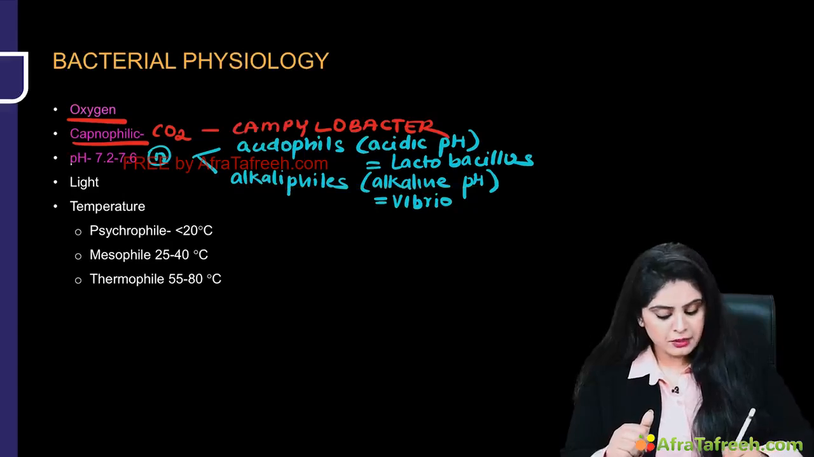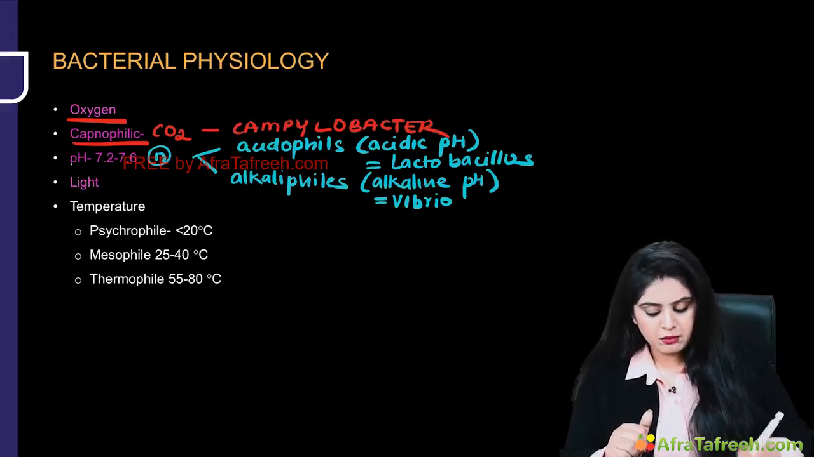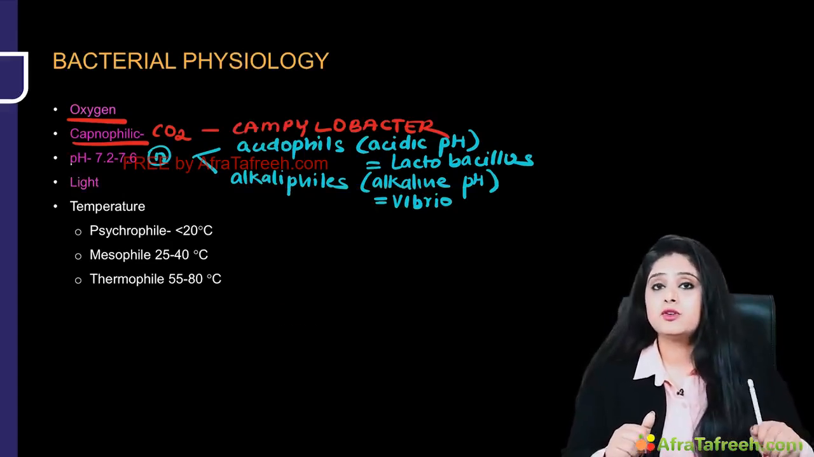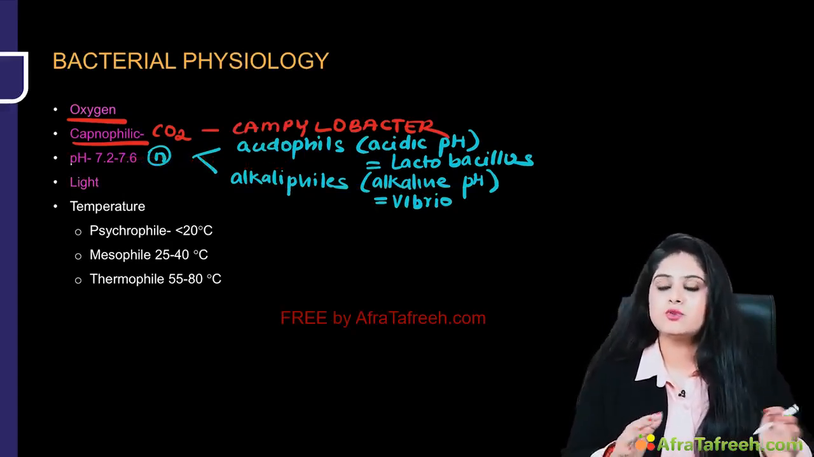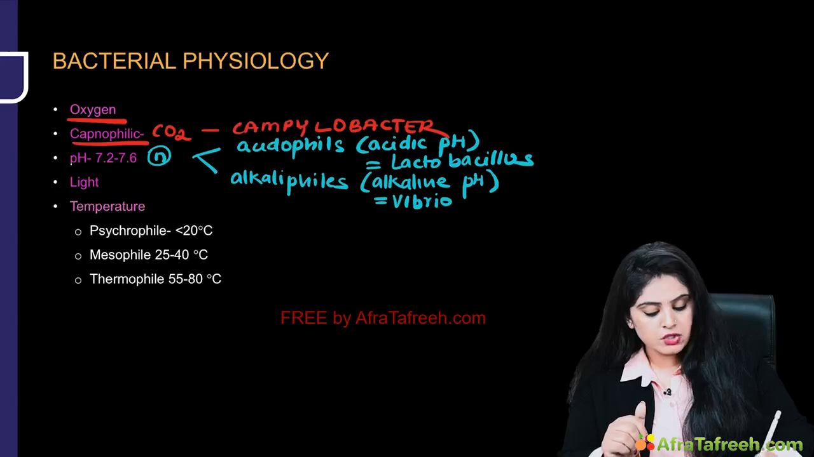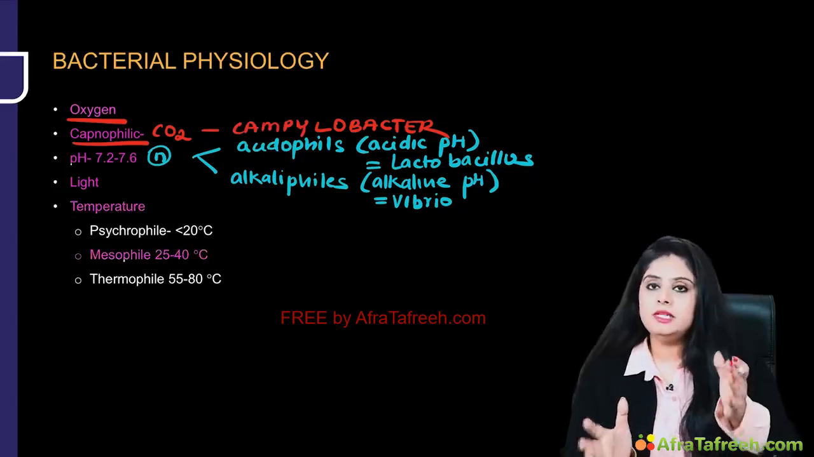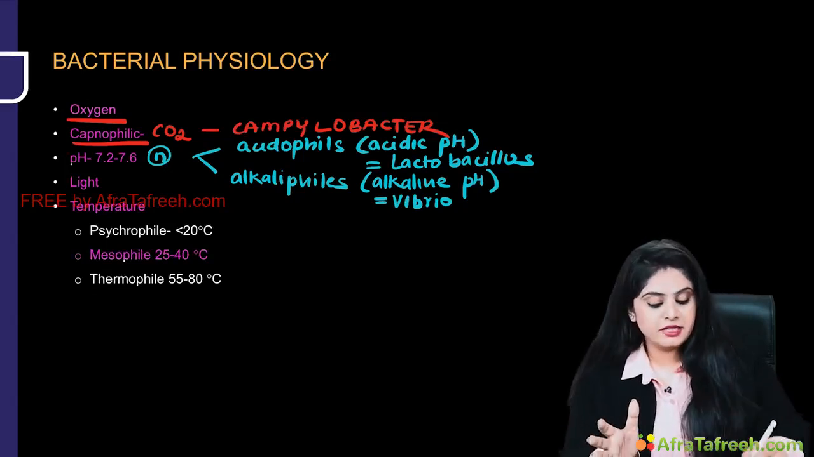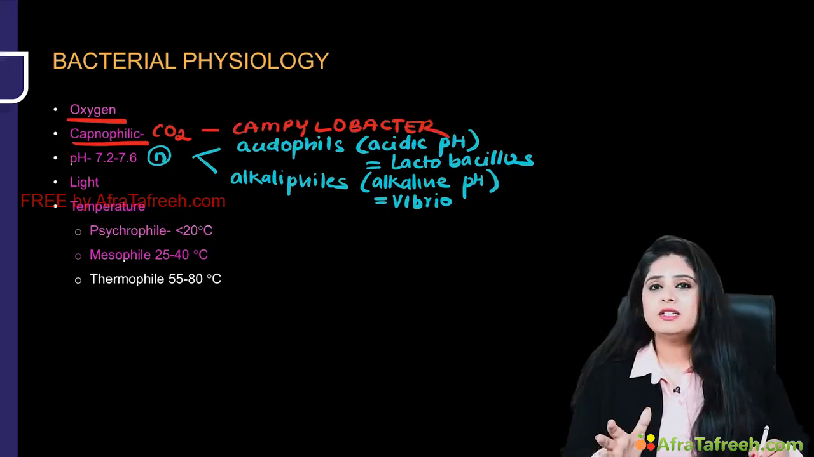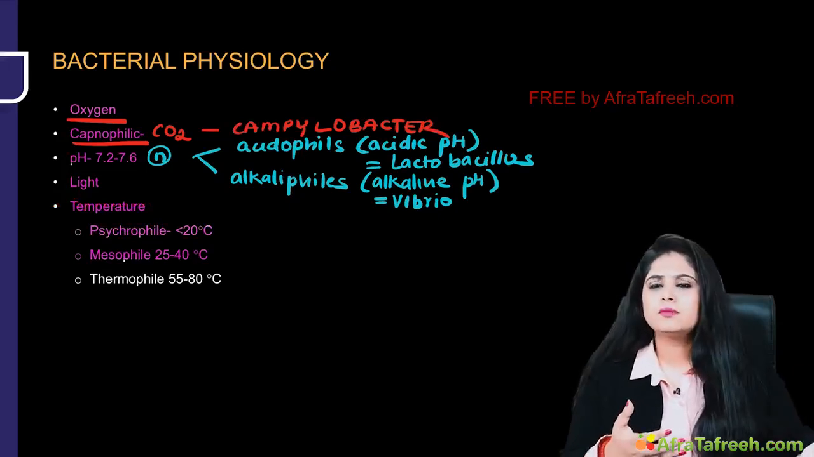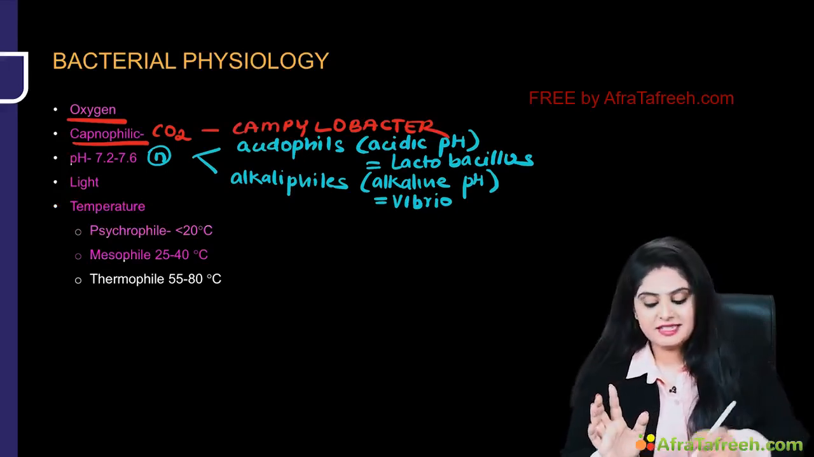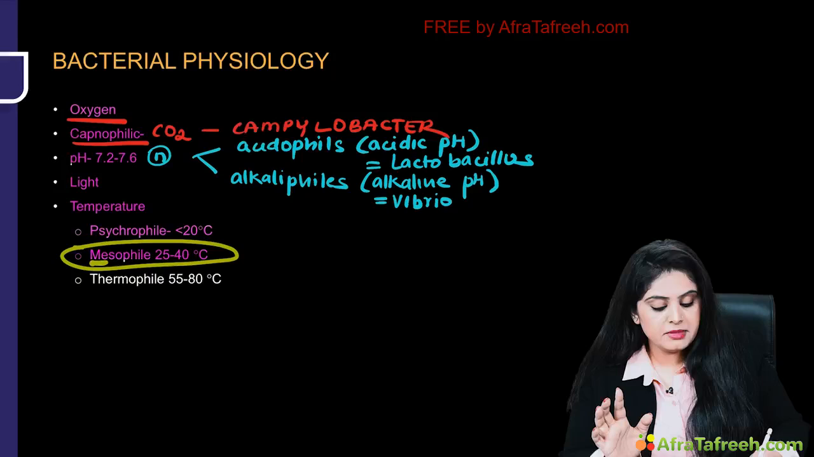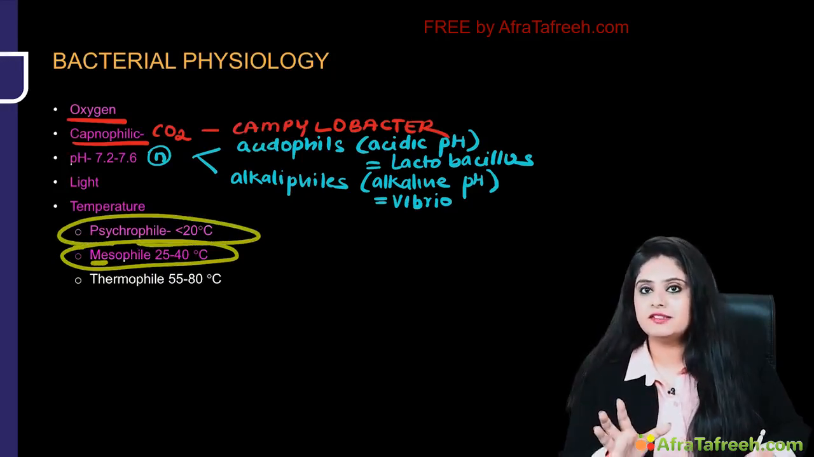Let's move forward. Some of them are definitely going to require light, some of them will not. You will study one classification of atypical mycobacteria later on related to light and dark. Coming to temperature, most of them are going to work in a medium temperature. Medium is 25 to 40 degrees. Most of them work under this. The ones which work at less than 20, which is very low temperature, are psychrophiles. So the bacteria that work in a medium temperature, 25 to 40, are mesophiles. The ones that work at a low temperature, less than 20, are psychrophiles.